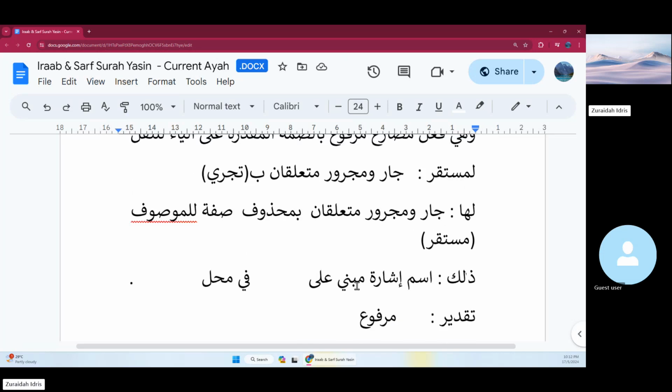Okay. Then zalika. We said it was isim isyara, mabni ala al-fat. Zalika. I hope I have alafat here. It's a sukun. Why is it sukun? Yeah, it's not sukun, right? It's fathah. Interesting. Yeah, it should be fathah. So anyway, I'll correct that.